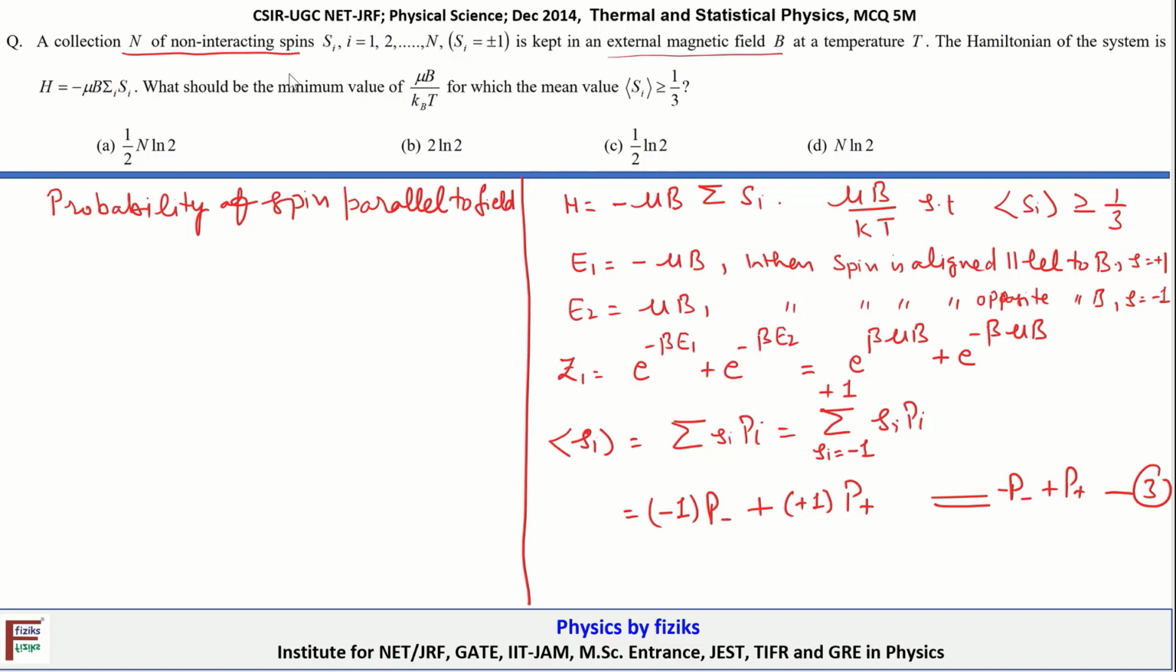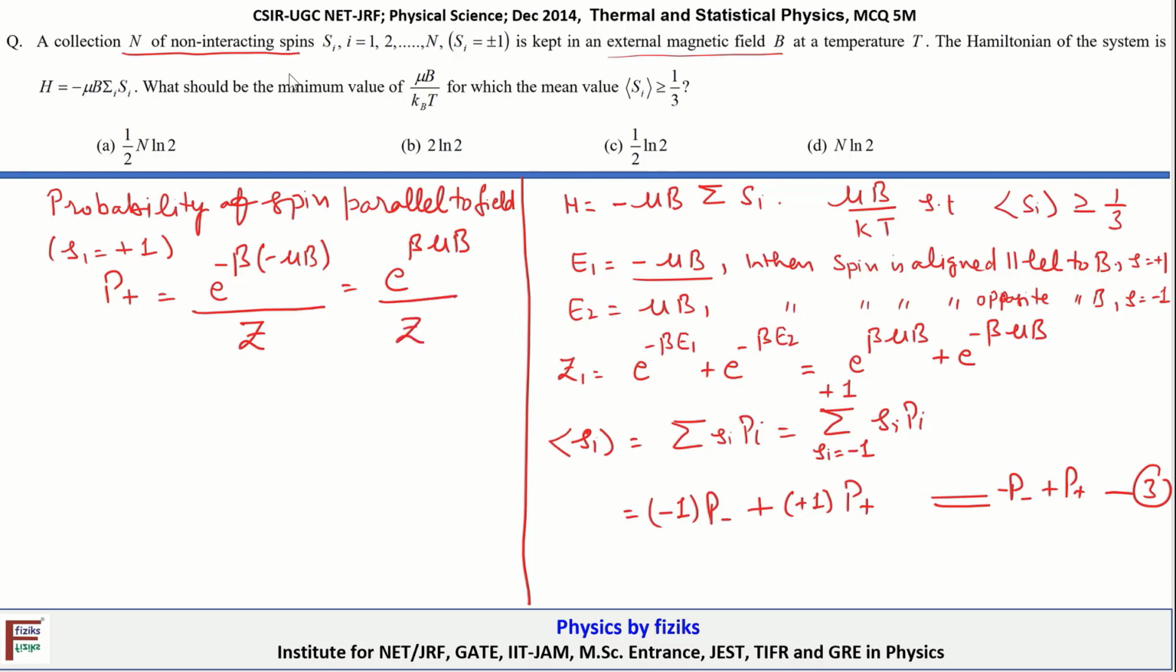field. Parallel to field means we are talking about Si equal to +1, and that probability we denote as P plus, which is equal to exponential minus beta times the corresponding energy when spin is parallel to field, which is minus mu b, so exponential minus minus mu b, divided by the partition function Z. So that is equal to exponential beta mu b upon Z.